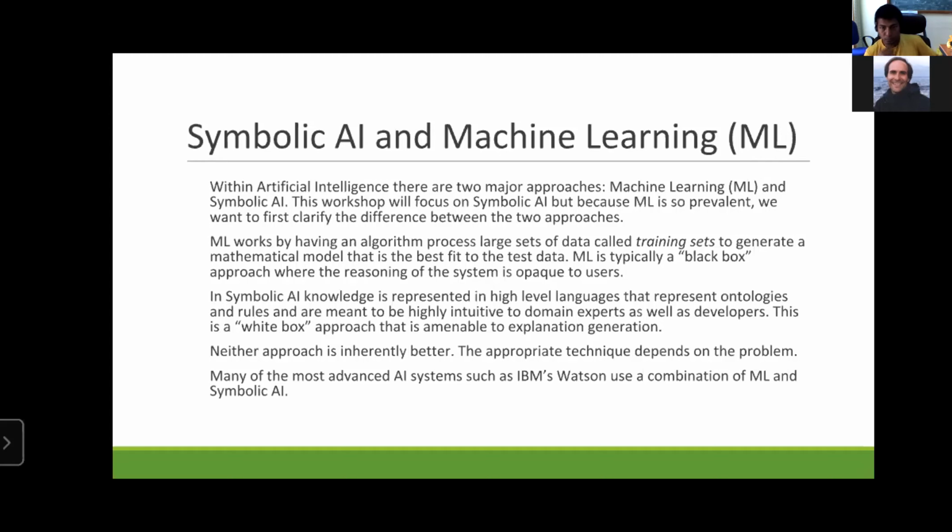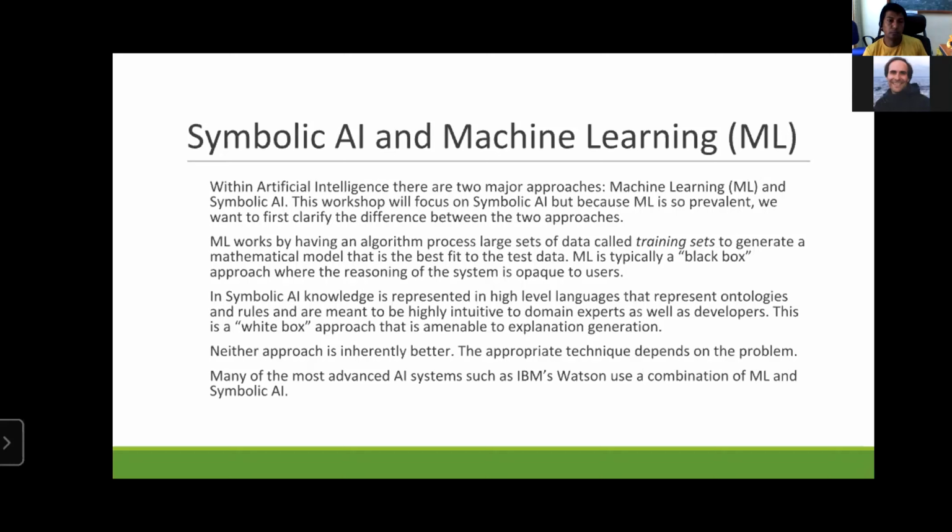Symbolic AI, on the other hand, is represented using very high-level languages that represent things like ontologies and rules, and is meant to be highly intuitive to domain experts as well as developers. So this is just the opposite. It's a white box approach. The knowledge representation in machine learning is essentially a mathematical model, while the knowledge representations in symbolic AI are meant to be constructs that are intuitive to users.